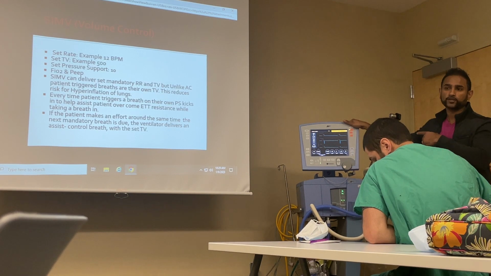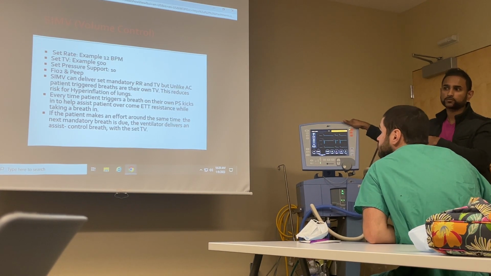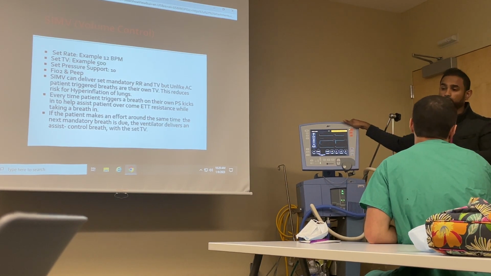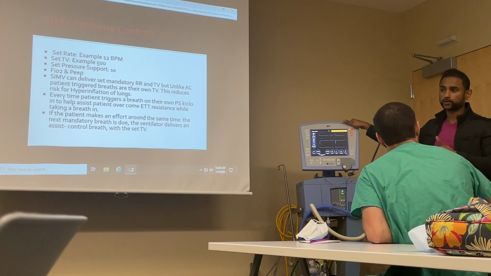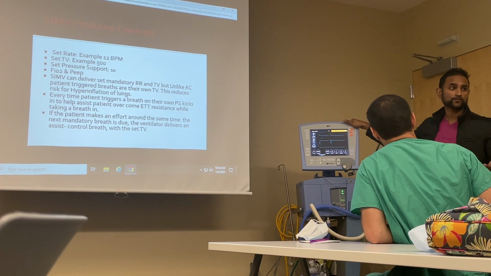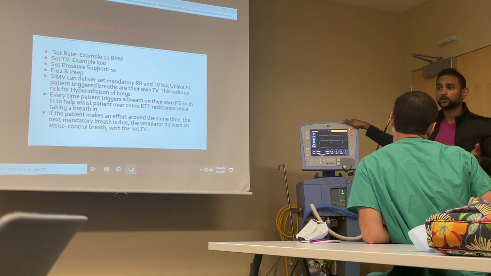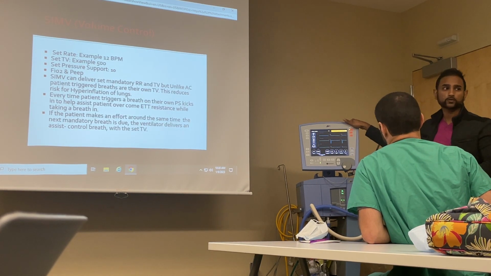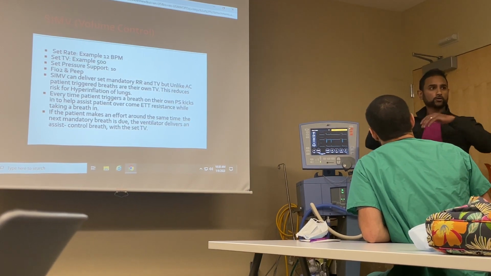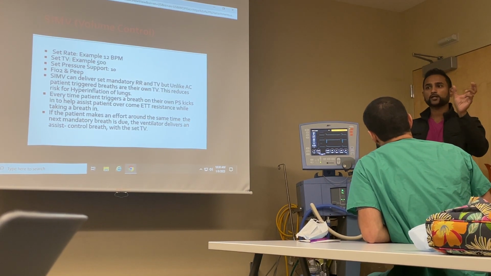It prevents hyperinflation, it prevents breath stacking, because she's still allowed to trigger a breath on her own. The ventilator is going to say, hey Kristen, I see that you're trying to trigger a breath on your own. I want you to take whatever volume you can. Whether it's 100 cc, 50 cc, 200, 300, I don't care. Whatever your lung is capable of, you can do that. So there's not always 500, 500, 500, 500 causing hyperinflation. There's 500, then there's 300.